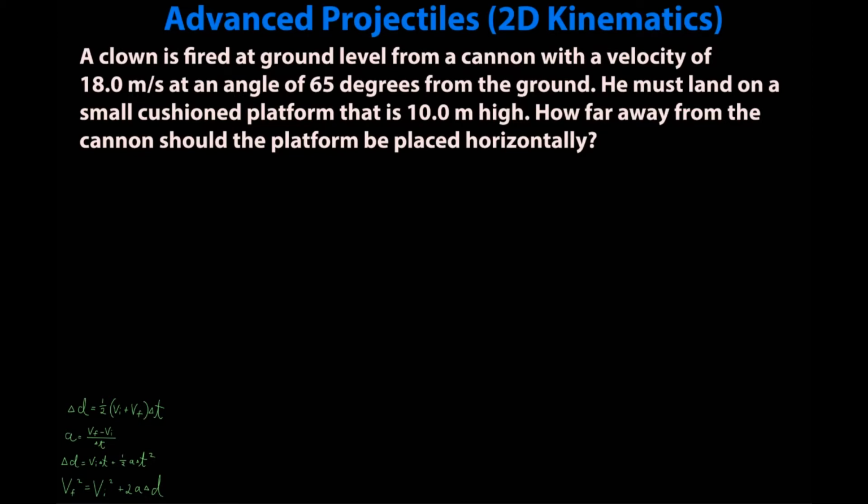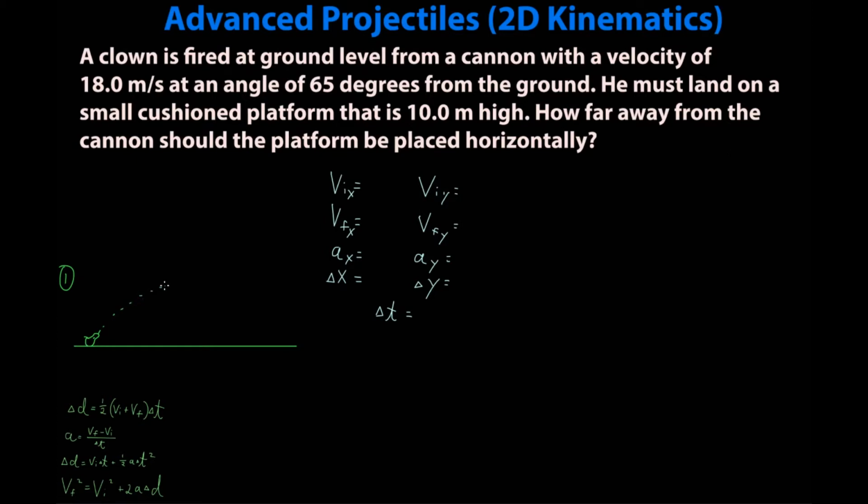All right. For starters, I know I'm going to use my table, so I'm going to put that on the page right now. So, first step, let's draw the situation. Here's my cannon, fires the clown, and he needs to land on the platform. We are looking for delta x. How far horizontally should the platform be placed? The platform is 10 meters high. Here's my initial point, here's my final point.